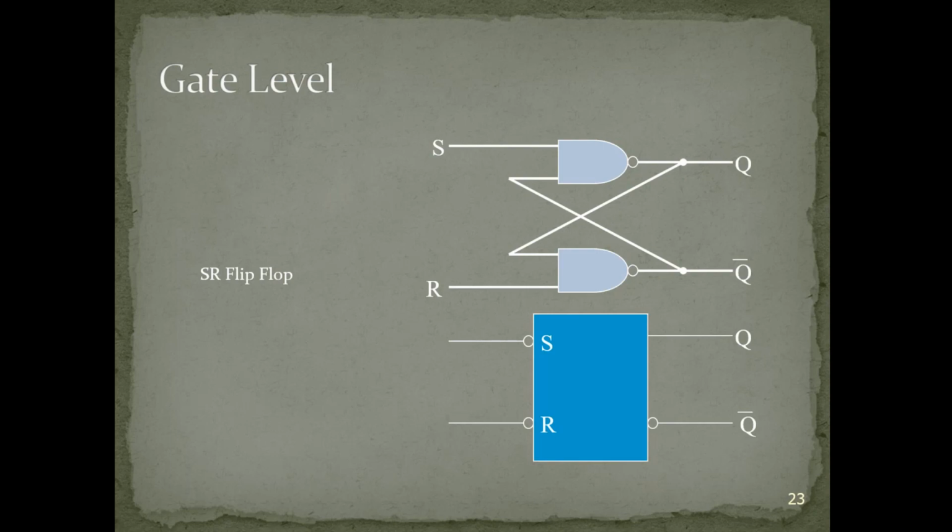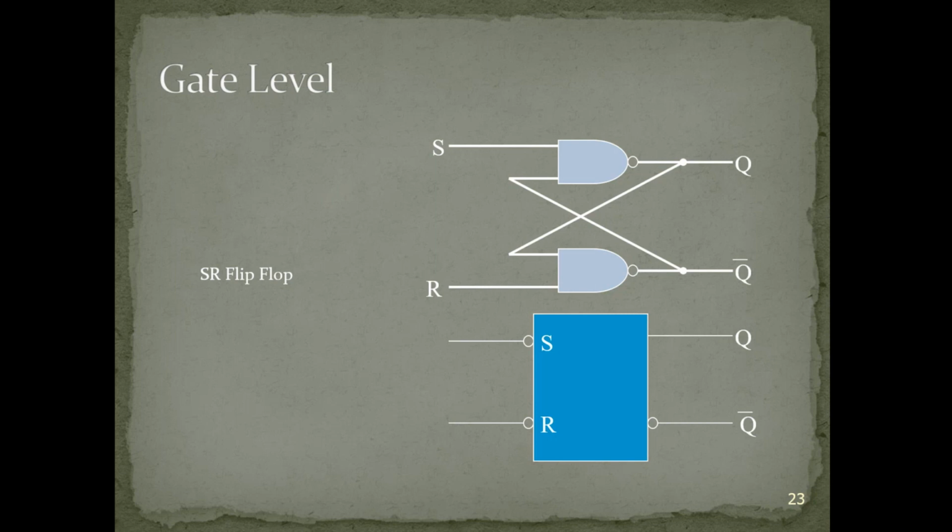We have a set reset flip-flop, which at the bottom of the slide is shown as a generic symbol. And at the top, it's shown in terms of its inner implementation. So you can implement basically a set reset flip-flop using two NAND gates if you connect them in the way it is shown up there. So this is an example of a gate level design.